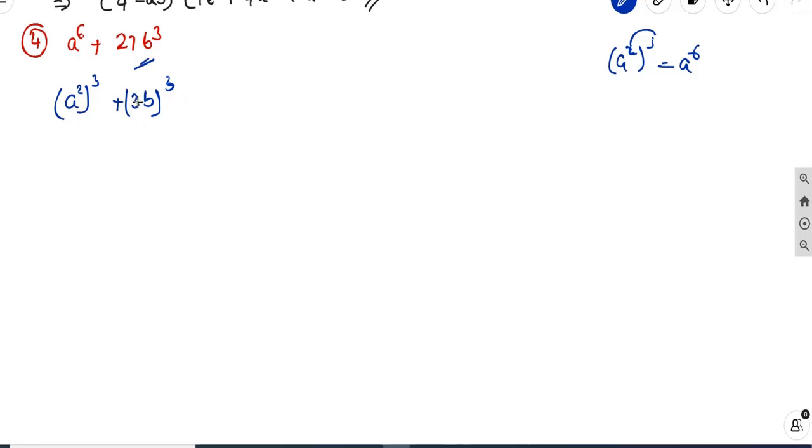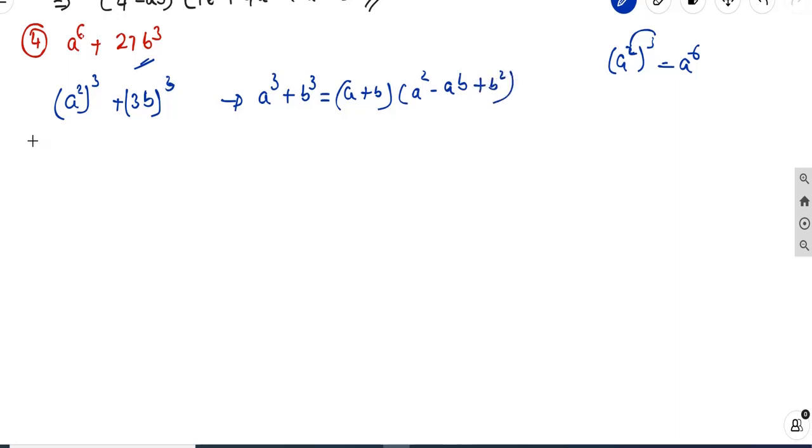So this is in the form of a cube plus b cube. So this is equal to a plus b, and since it is plus, I will write first plus and then minus. So that is a square minus ab plus b square.